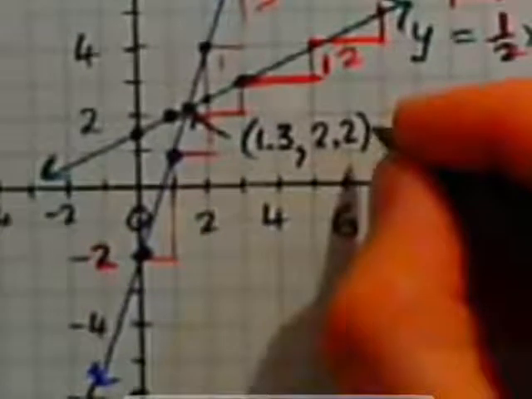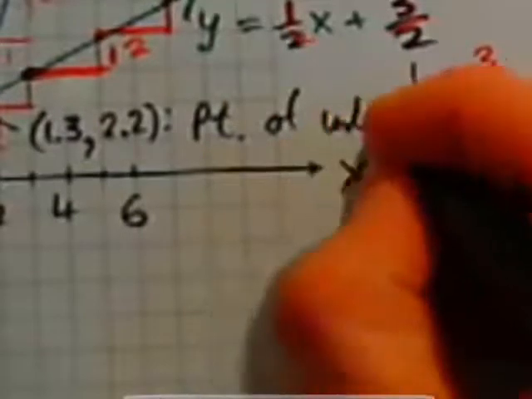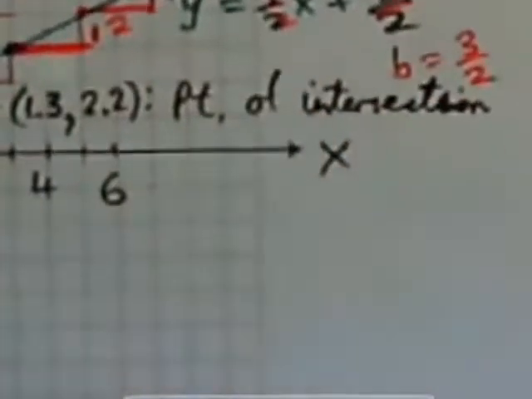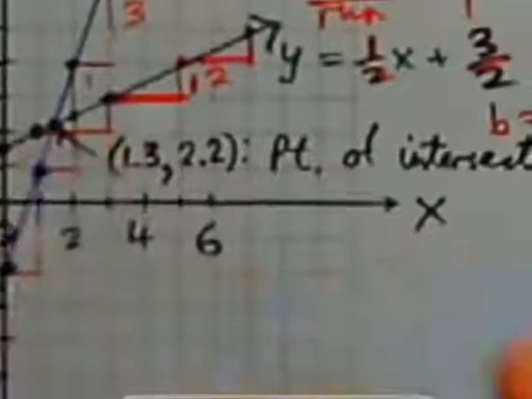So this is our point of intersection, and this is complicated. It tells us that there's got to be a better way of doing some of these problems than graphing them. Graphing is a great visual tool, but sometimes it's not perfectly accurate, because I can't read exactly whether that is 1.3, or 1.2. I'm just guessing on these decimals.